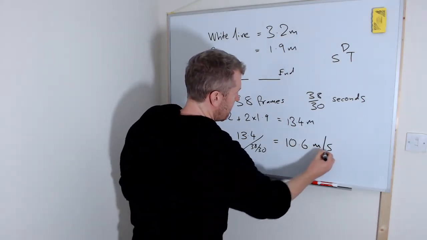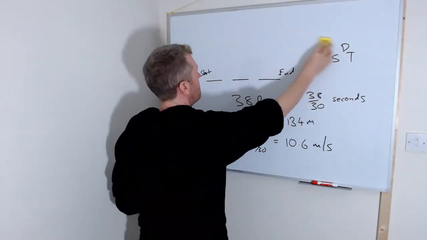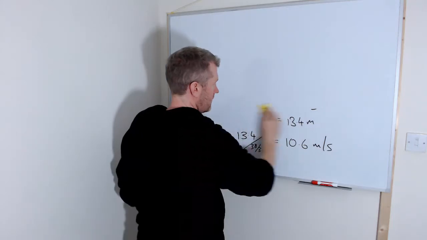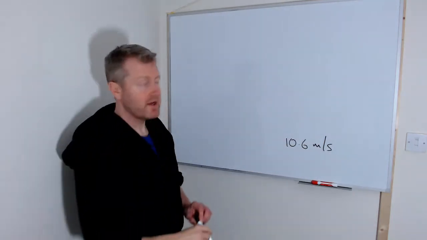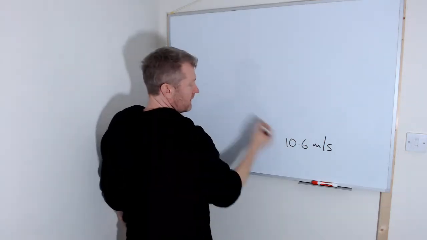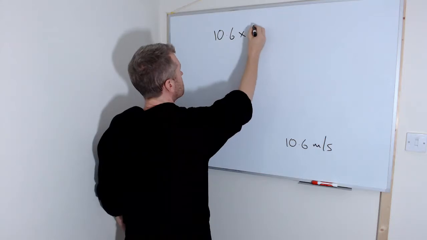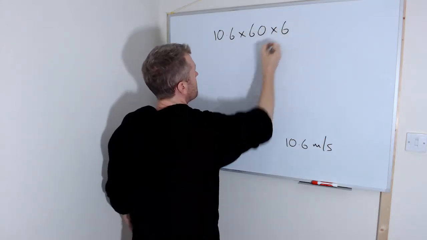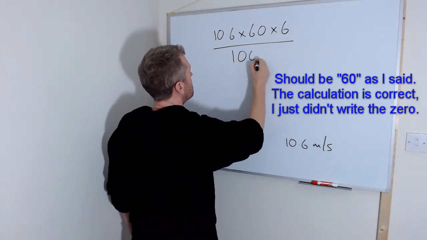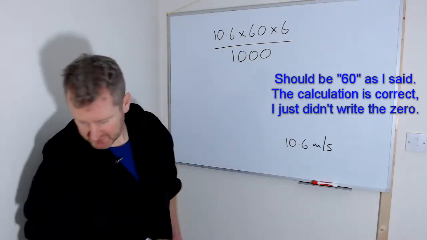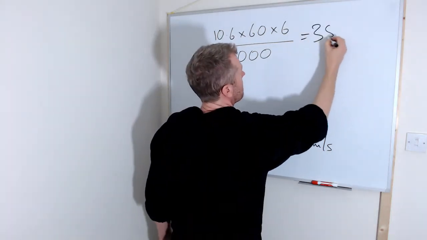So what's that in English, right? Well, what we need to do is find out how far that is in an hour. So there's 60 seconds in a minute and 60 minutes in an hour. So we do 10.6 times 60 times 60. That'll give us in meters, and then we divide that by 1,000 to give us in kilometers. So this will be kilometers per hour. So that's equal to 38 kilometers an hour.